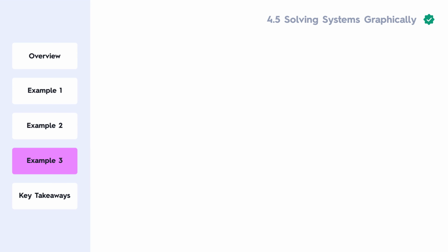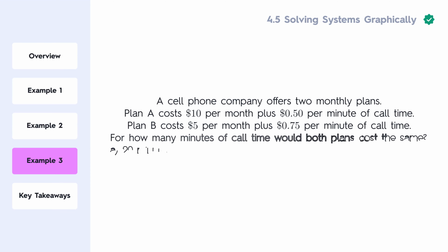Let's move on to the final example. A cell phone company offers two monthly plans. Plan A costs $10 per month plus $0.50 per minute of call time. Plan B costs $5 per month plus $0.75 per minute of call time. Our task is to determine for how many minutes of call time would both plans cost the same.